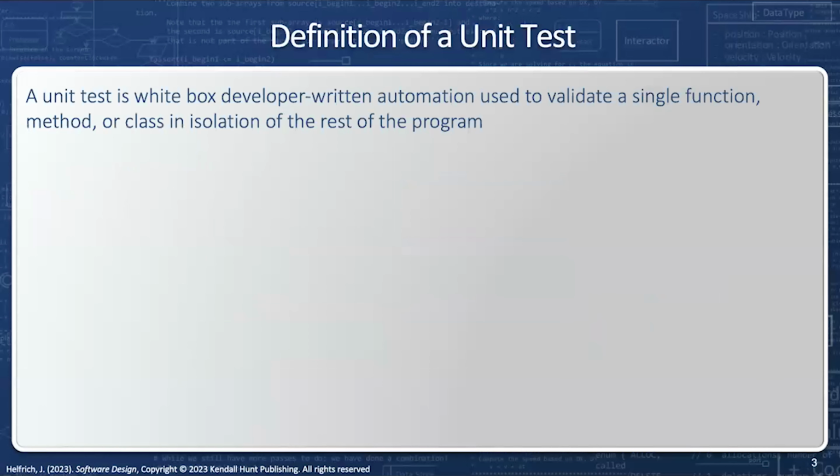So a unit test is a white box developer-written automation used to validate a single function, method, or class in isolation of the rest of the program. So that's the definition of a unit test. So let's break that down.